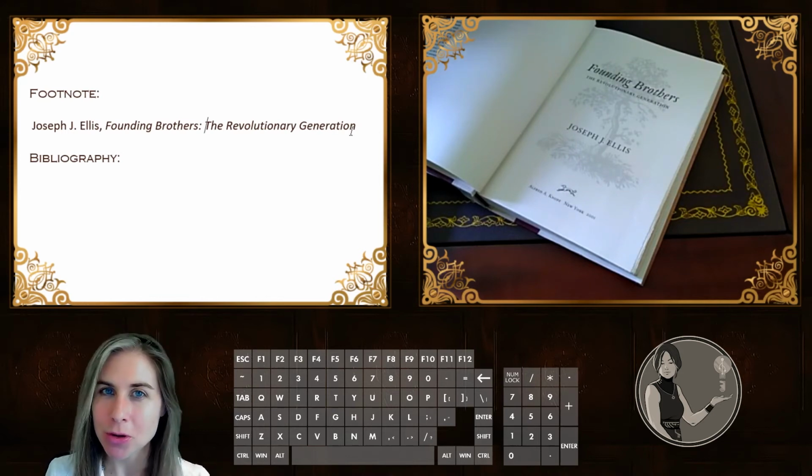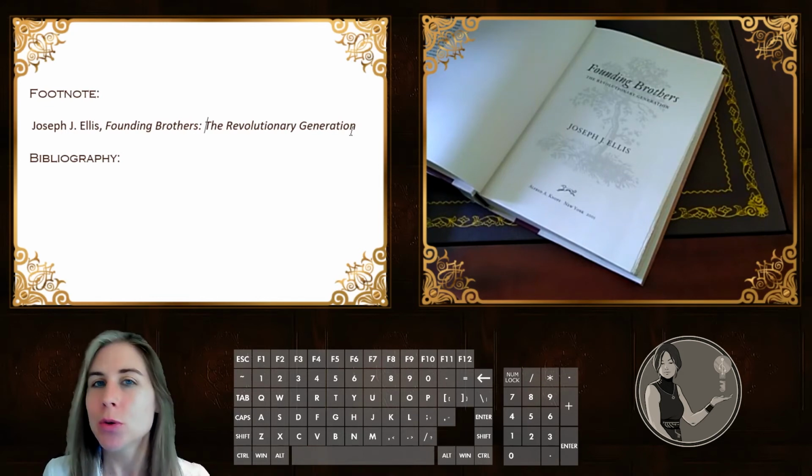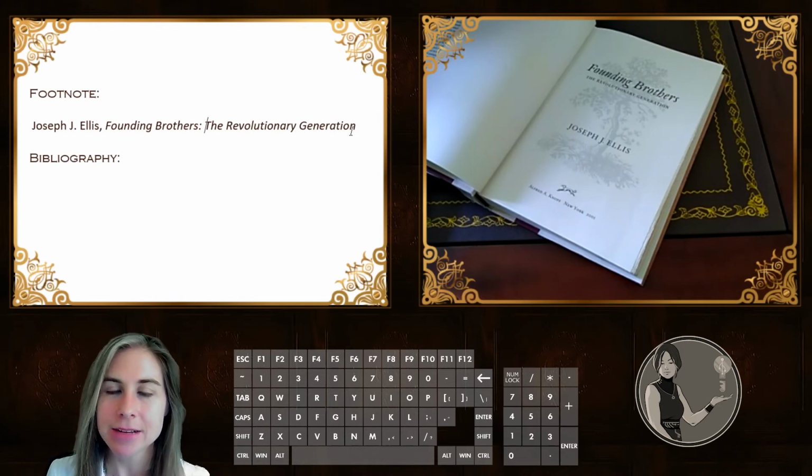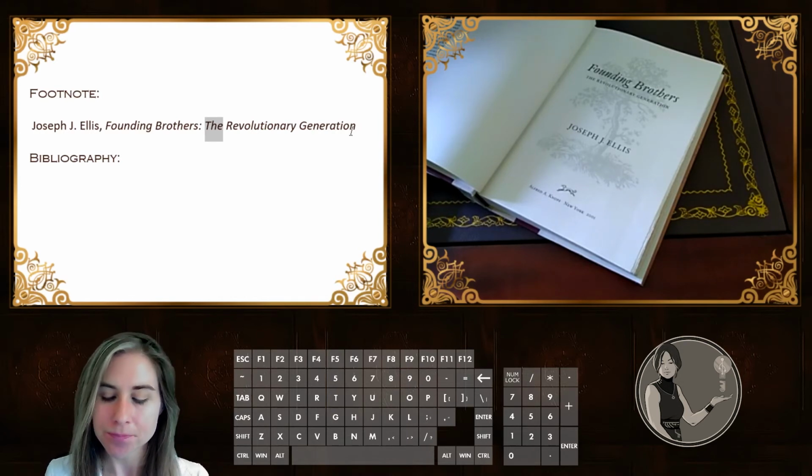And if you don't remember your primary school grammar very well, those are the little words, words like the, of, on, inside, things like that. The only exception is if that conjunction or preposition or article is at the beginning of the title or the subtitle. So "the" would normally be in lowercase, but because it's "The Revolutionary Generation," it is capitalized the same as the other words. If you're really unsure about this, just type headline or title capitalization into Google and you can see some more examples there.